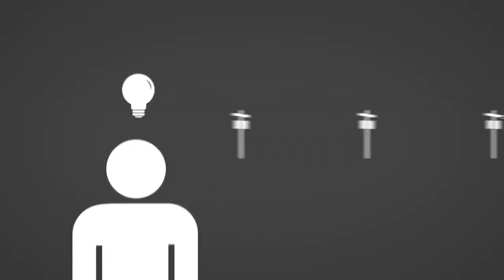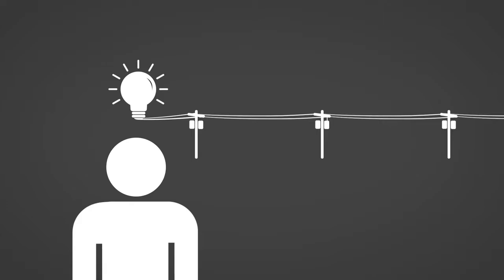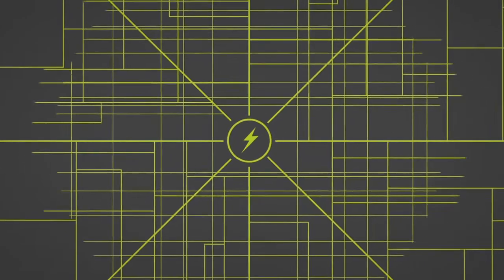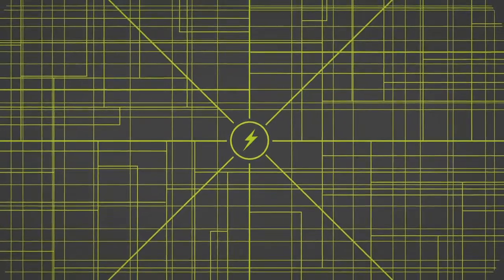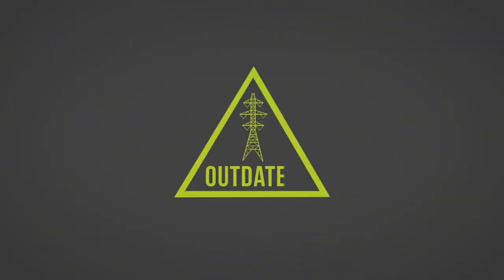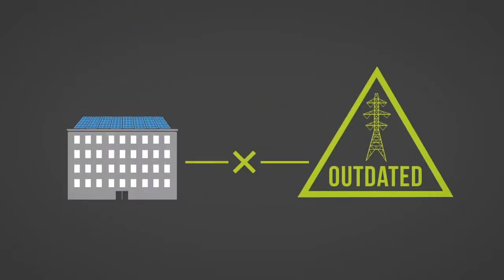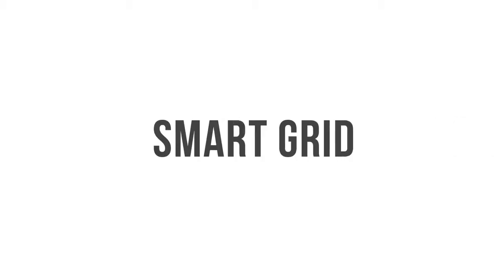The electrical grid is one of the most important inventions in our modern world. The centralized nature of the grid has made it an ideal structure for large-scale electricity production. However, some of the grid's infrastructure is outdated and is not capable of accommodating small-scale electricity generation technologies. The smart grid is this generation's answer to the electrical grid's shortcomings.